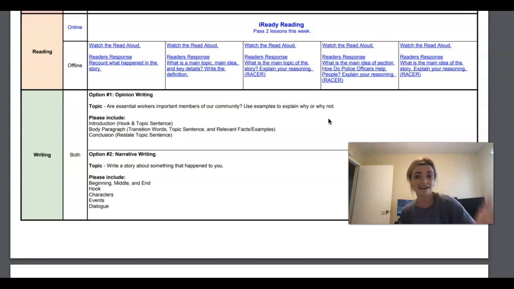So it can be any kind of story. You can do made up characters. You can include yourself in that. But it is a narrative, so it is your free choice writing. Do not forget to use dialogue.